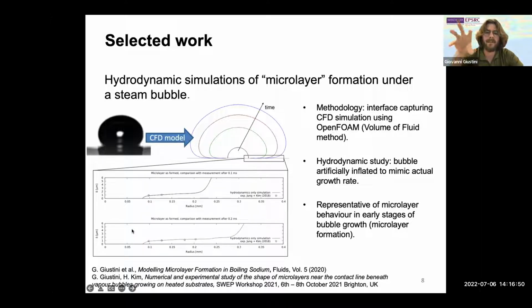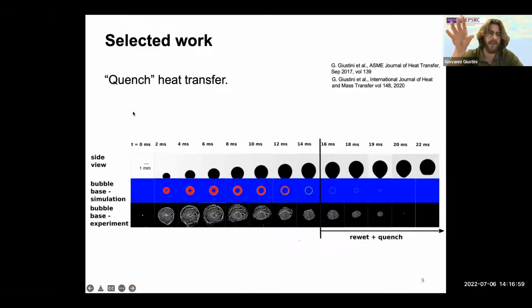Now, these later stages of bubble growth actually are the subject of another contribution. Another contribution that I would like to summarize for you is what happens after these microlayers have disappeared. What happens to the heat transfer around the bubble when a bubble is just about to depart, and a little bit of time after it has departed. This is the so-called quench heat transfer.